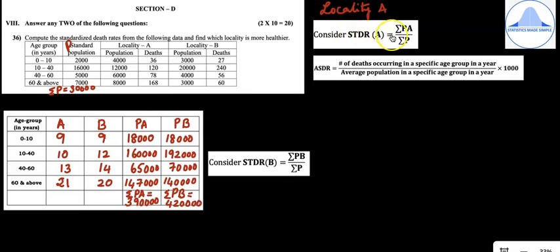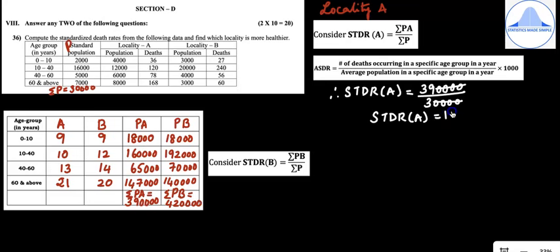Now let us go back to the calculations. Let us substitute all the totals in the STDR formula. So we get, therefore, STDR of A is equal to 3,90,000 divided by 30,000. Cancelling out the zeros, we get STDR of A equal to 13.